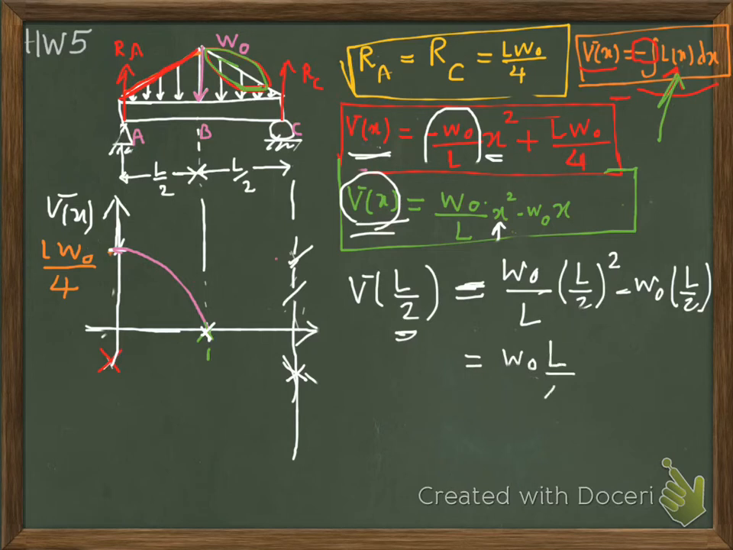L over 4 minus W naught L over 2. Sweet. So basically, subtracting both of them results in minus W naught L over 4. Okay?